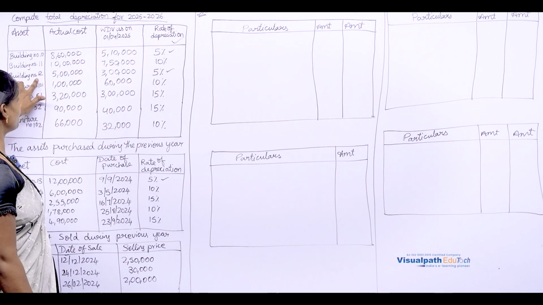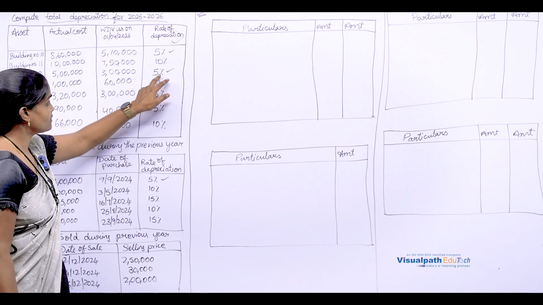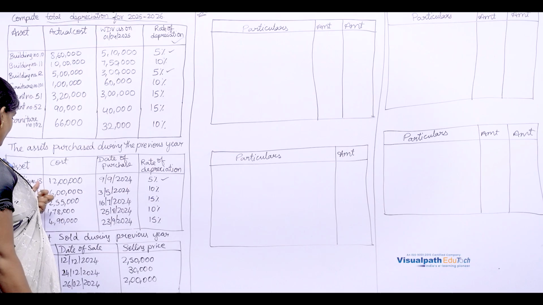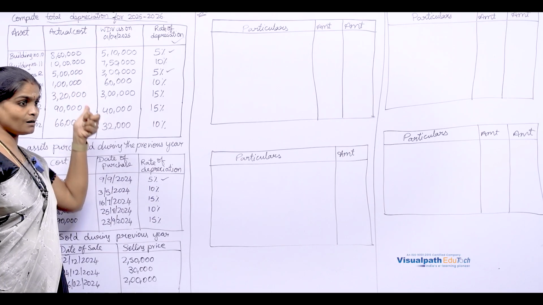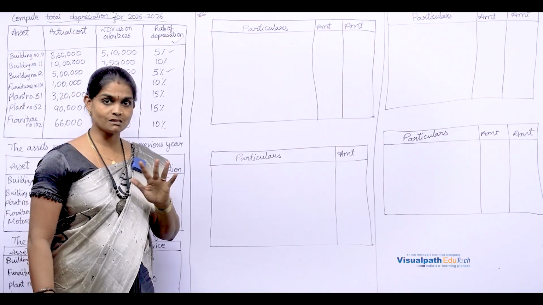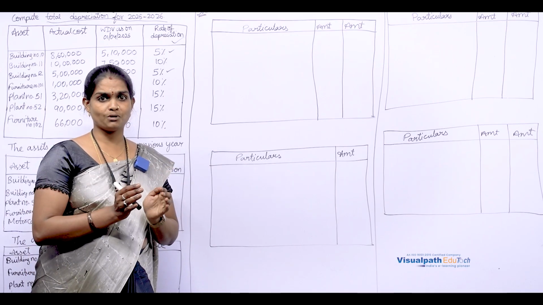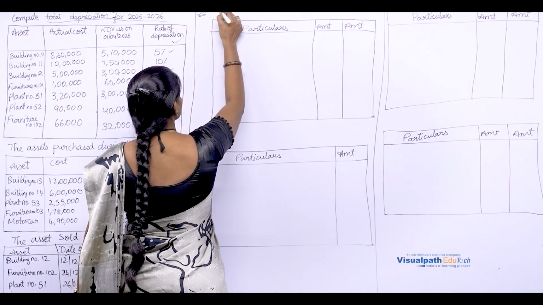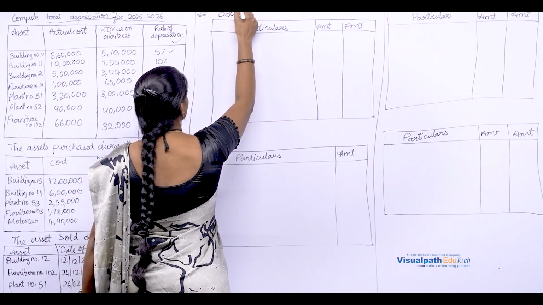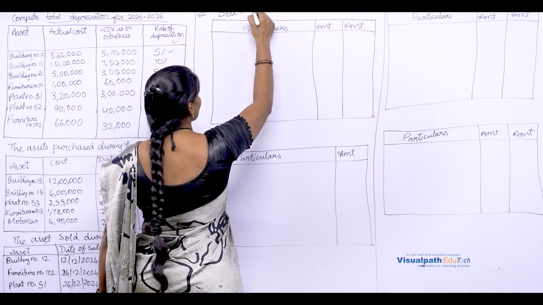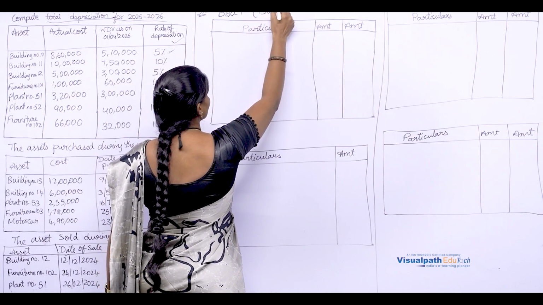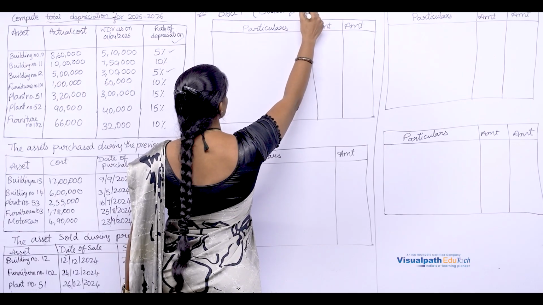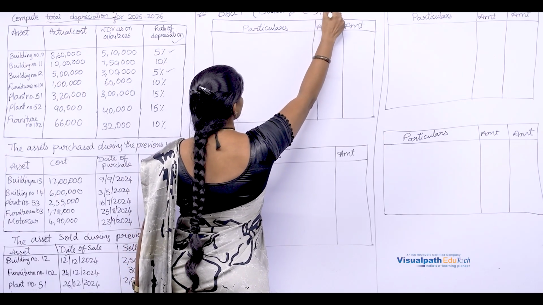Then next, building number 12. Here rate of depreciation is 5%. So next, the third one is building number 13. So these all are buildings whose depreciation rate is 5%. So this all can be put together under one block. Okay, let us write block 1, where buildings at 5% depreciation.